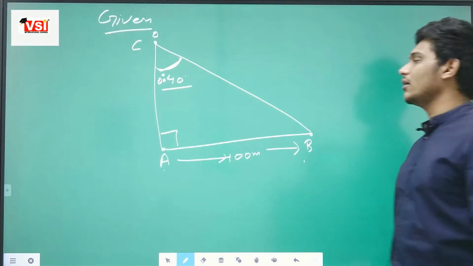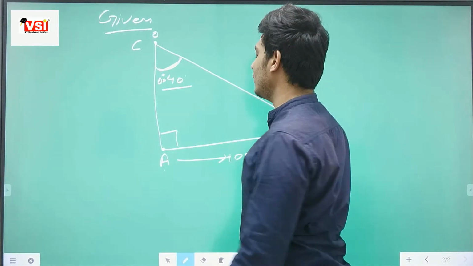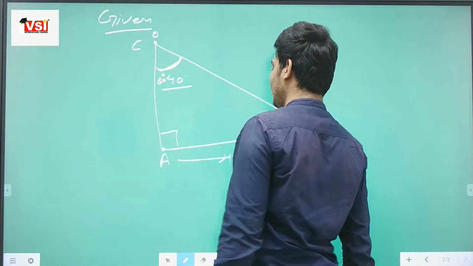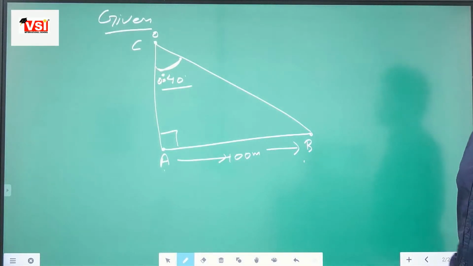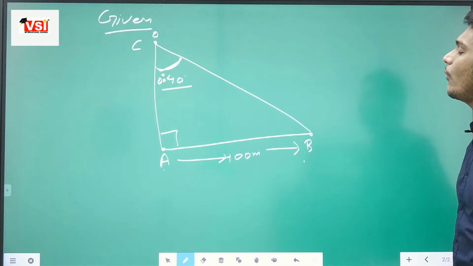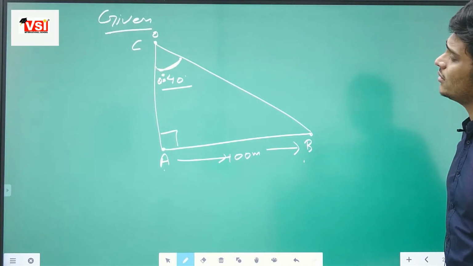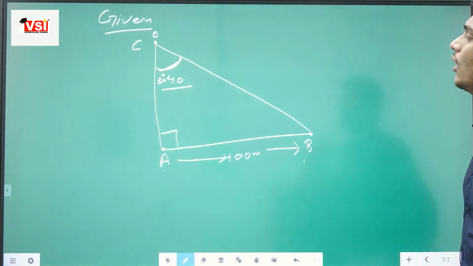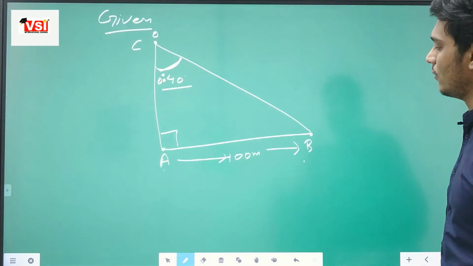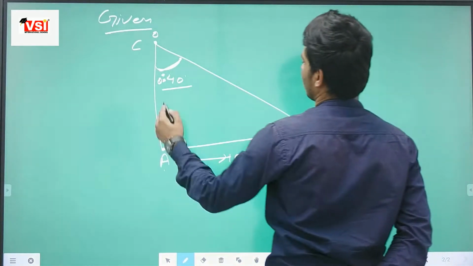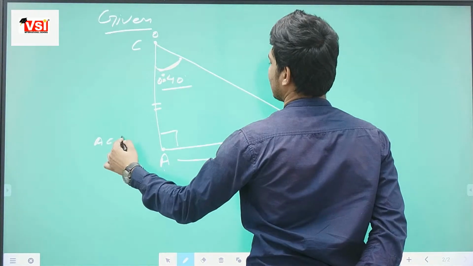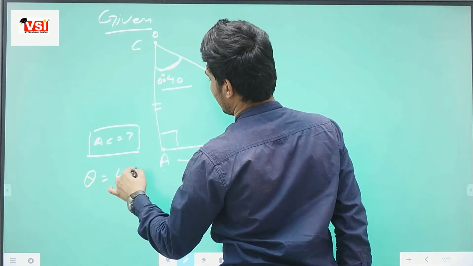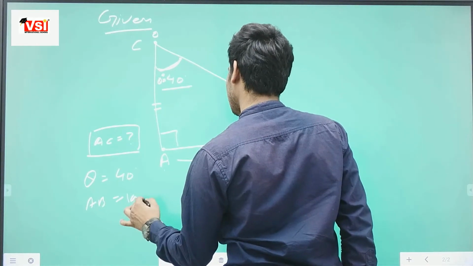The person starts to move perpendicular to the tower, that is AC, and reaches the point B which is 100 meter distant from the point A. Now he sees that the change of angle theta is equal to 40 degree, and that is what is given in the question. And now we have to find out the height of the tower. It means we have to find out the value of AC. Angle theta is given as 40 degree and AB is given as 100 meter.